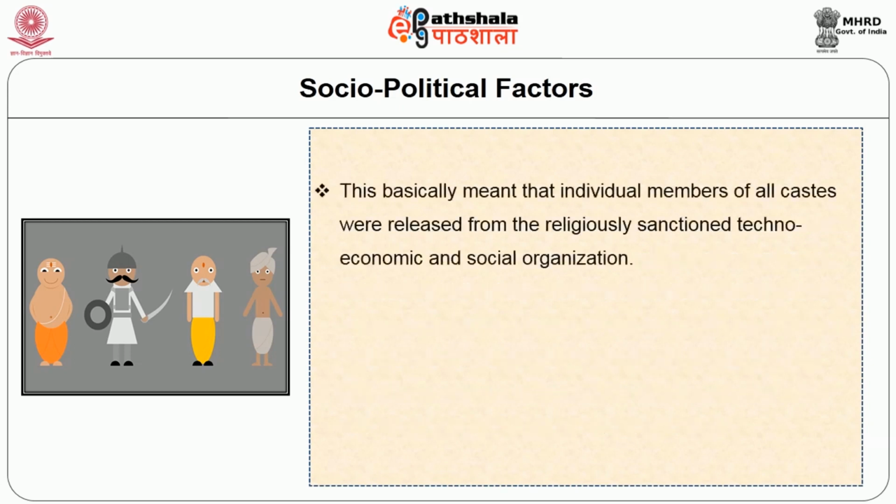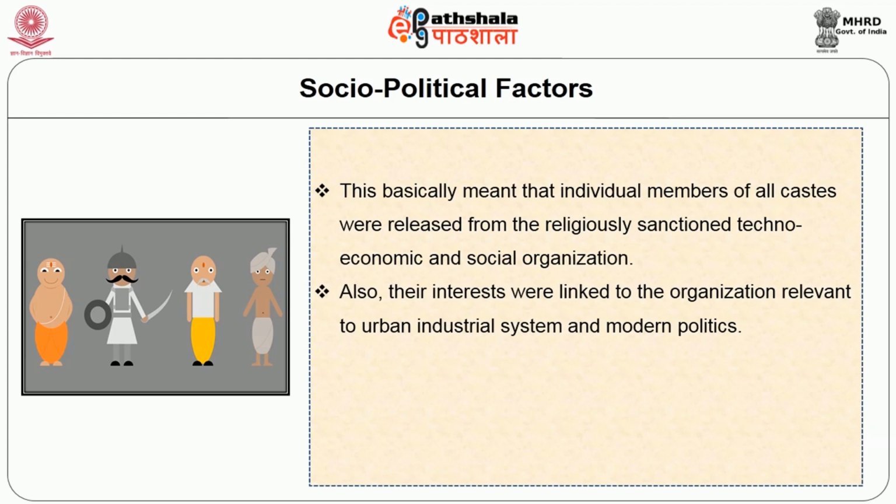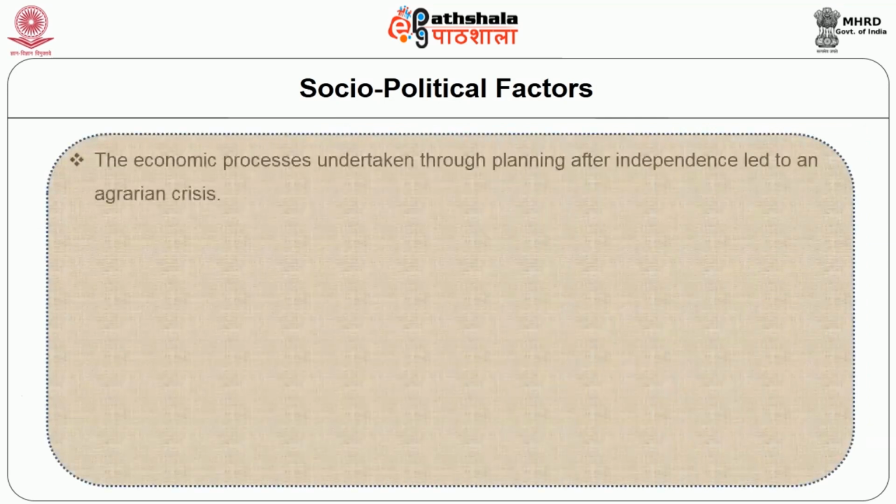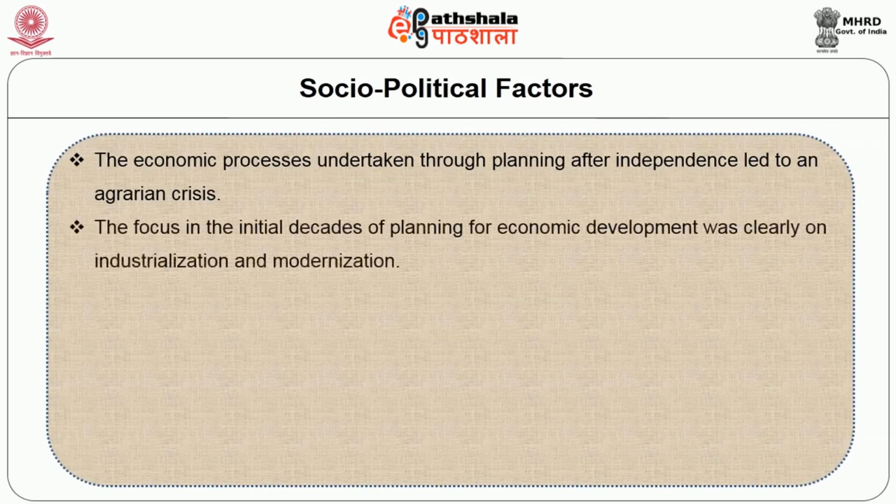This basically meant all individual members of the caste were released from the religiously sanctioned techno-economic and social organization. Also, their interests were linked to the organization relevant to the urban industrial system and modern politics. This process was going on in urban as well as rural areas, which led to fundamental change in the social structure. The economic processes undertaken through planning were important, and the focus in the initial decades of planning for economic development was clearly on industrialization and modernization.